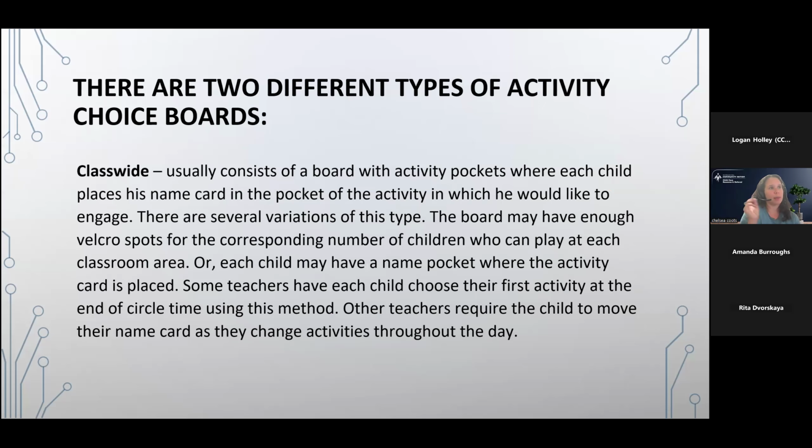Okay, so we're going to talk about 2 different types of activity choice boards. The first one is going to be class-wide. So class-wide usually consists of a board with activity pockets, and this is where each child places his name card in the pocket of the activity in which he would like to engage. There are several variations of this type. The board may have enough Velcro spots for the corresponding number of children who can play at each classroom area, or each child may have a name pocket where the activity card is placed.